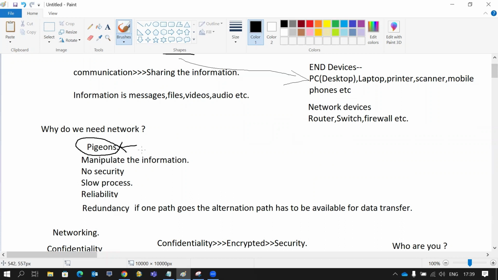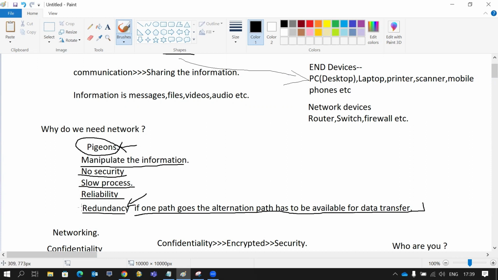Now, the question comes up, what is the disadvantage or the limitation of this communication? Anyone can manipulate the information, first thing. Next is no security, slow process, no reliability, no redundancy. Redundancy means if, let's say, anything happens to that pigeon, then obviously your data is lost. Redundancy stands for if one path goes down, an alternate path has to be available for the data transfer.